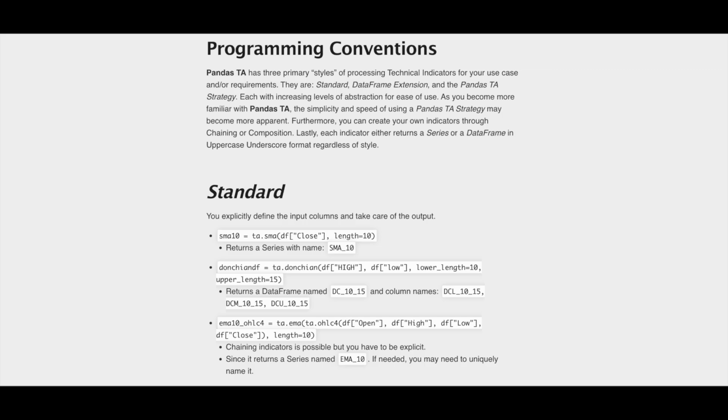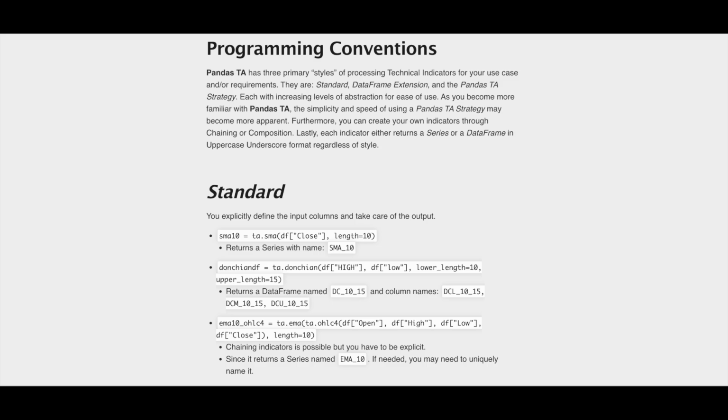In another example, if we wanted to calculate the Donchian indicator, we simply call the donchian method on ta. We would pass the high column, the low column, the lower_length parameter with a value of 10 and the upper_length parameter with a value of 15, and this will return a data frame named DC_10_15 and column names DCL_10_15 and DCM_10_15 and DCU_10_15.